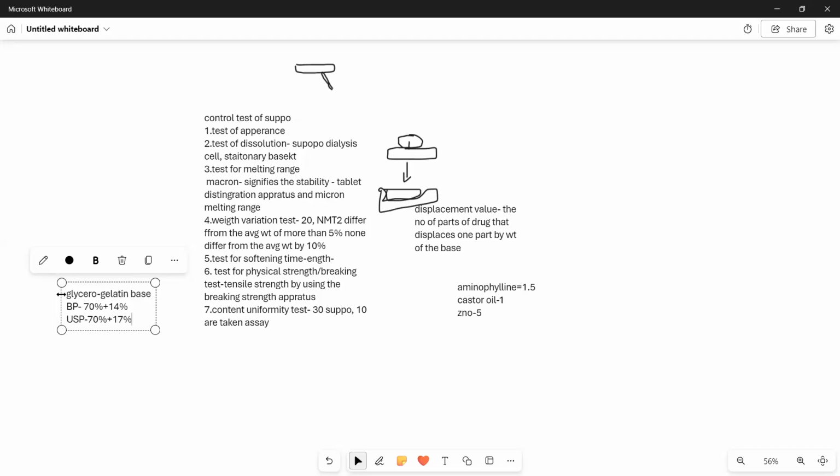I think this is clear, guys. And mainly, as I mentioned in the last class also, the glycerol-gelatin base is mainly used in vaginal suppositories for prolonged action.